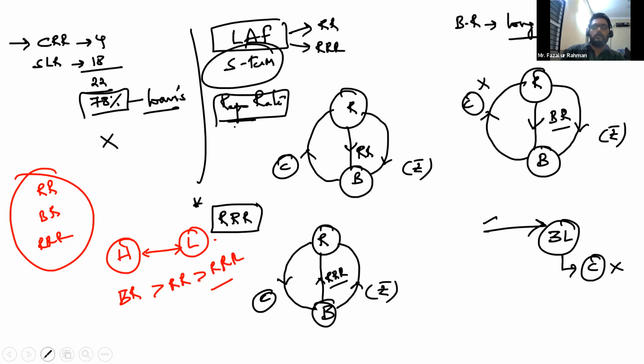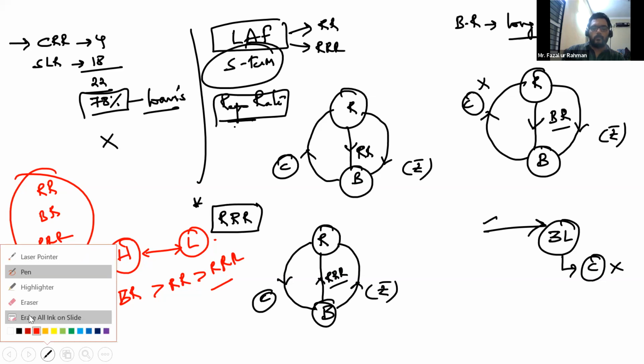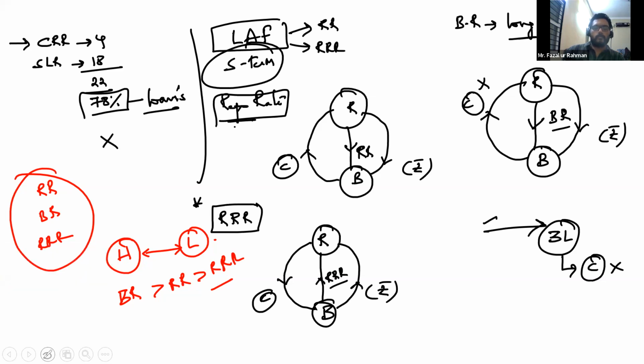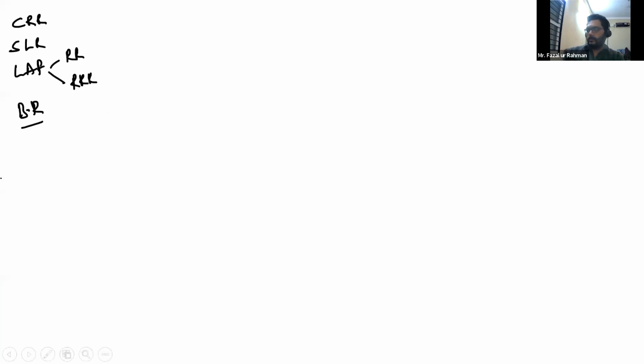Now let me take one more point here so that it can benefit you. What have we discussed? We have discussed the CRR, we have discussed SLR, the liquidity adjustment facility, repo rate and reverse repo rate, and we have also discussed bank rate. So I hope you might not be having any doubts in this.